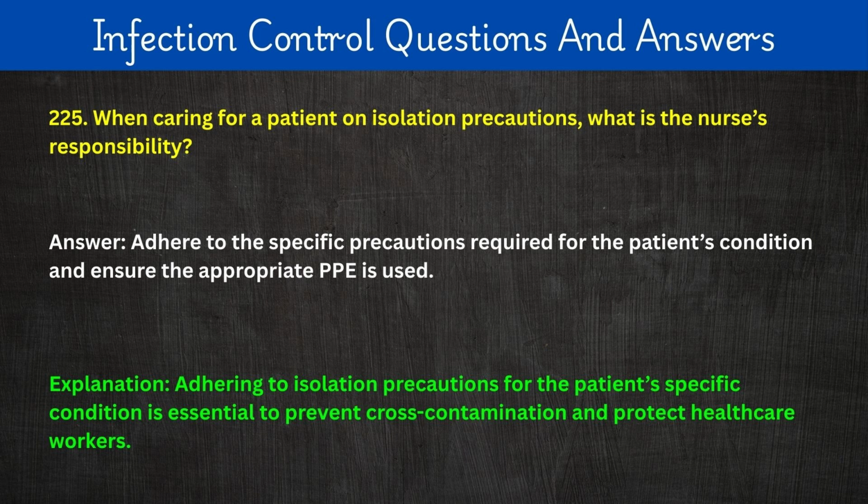225. When caring for a patient on isolation precautions, what is the nurse's responsibility? Answer. Adhere to the specific precautions required for the patient's condition and ensure the appropriate PPE is used. Explanation. Adhering to isolation precautions for the patient's specific condition is essential to prevent cross-contamination and protect healthcare workers.